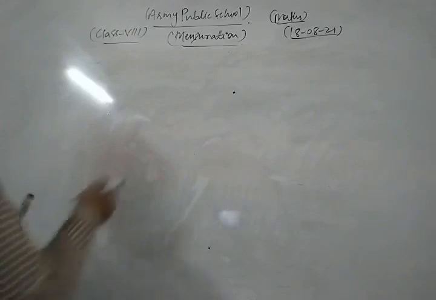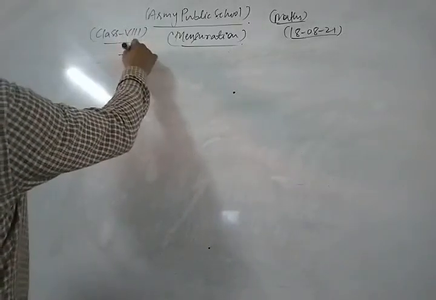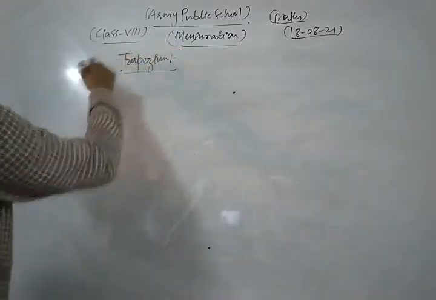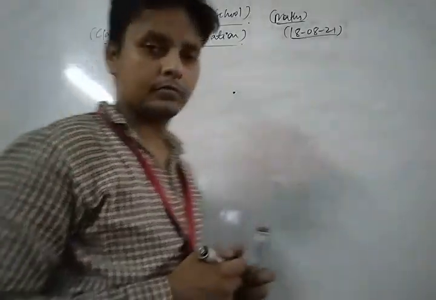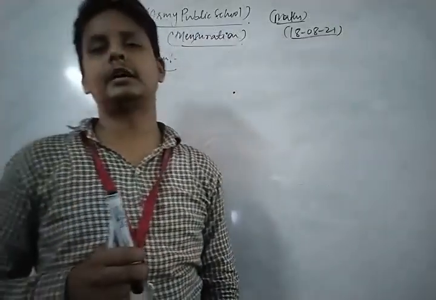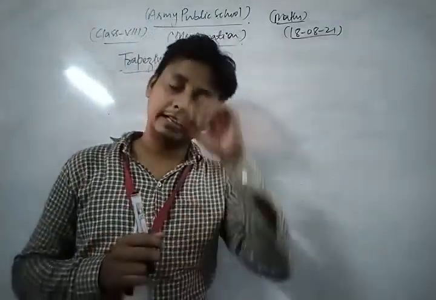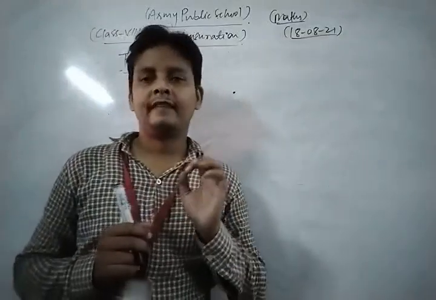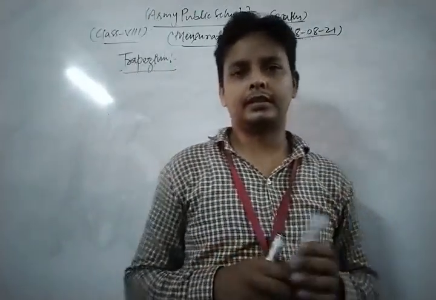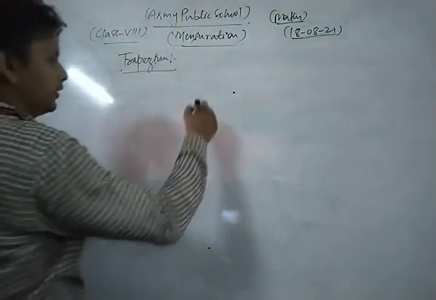Now we are going to discuss the trapezium. What is the concept of the trapezium? This is your next topic. The trapezium is a special type of quadrilateral in which one pair of parallel sides is there. Look, this is the shape of the trapezium.